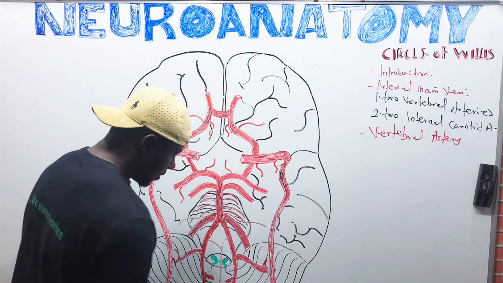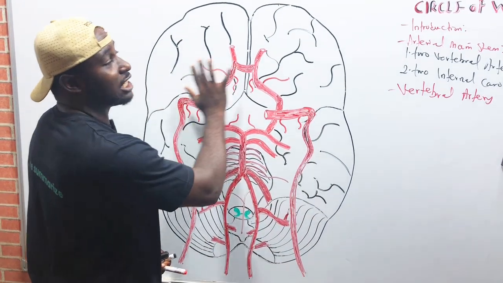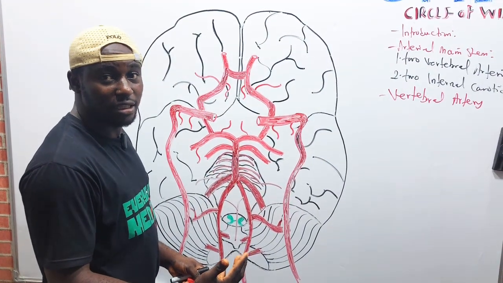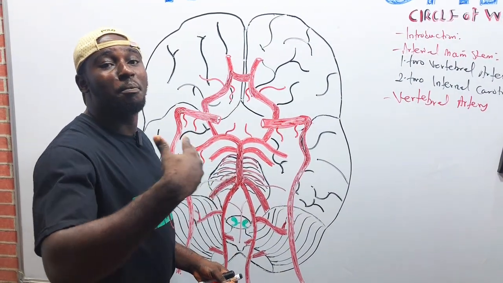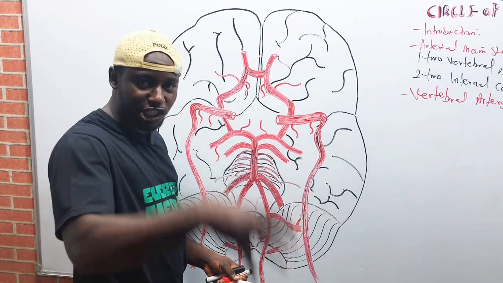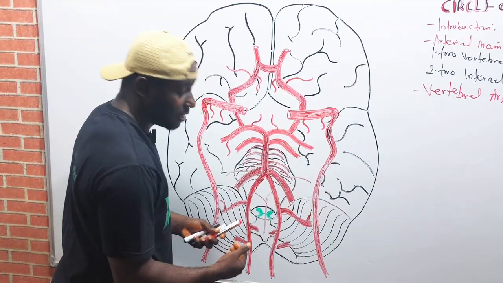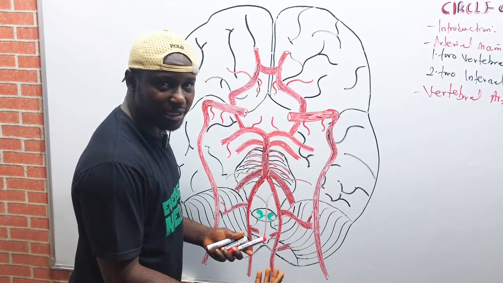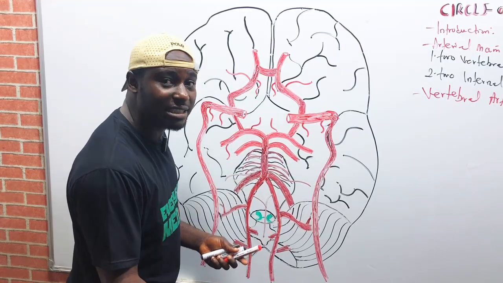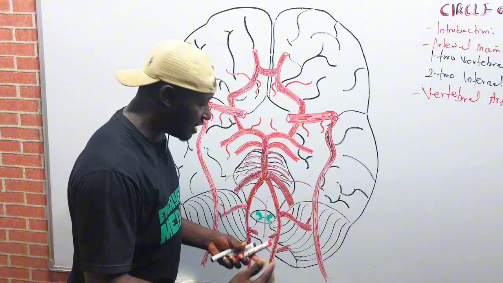Now watch. This is the undersurface of the brain, that is the base of the brain, right? The inferior part of the brain, which rests on the base of the skull. Now, there are two vertebral arteries, right and left, which arise from the subclavian artery. And the subclavian artery makes its origin from the convexity of the aorta, or the aortic arch, right?